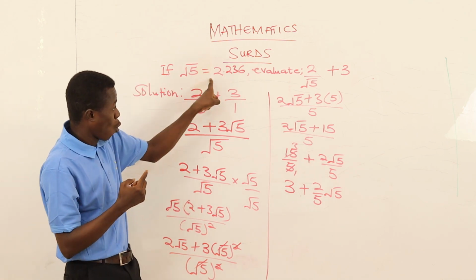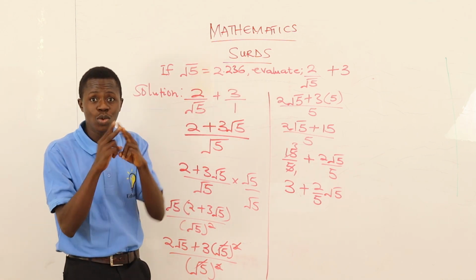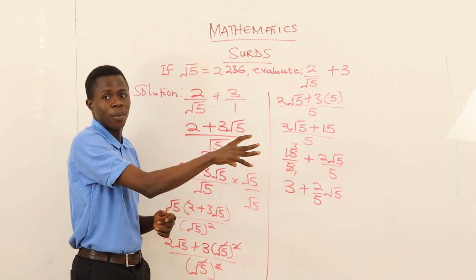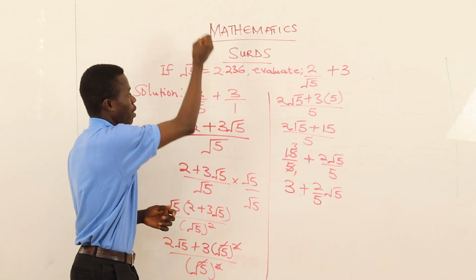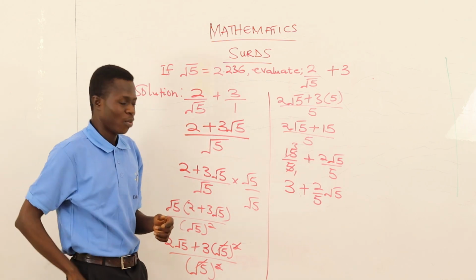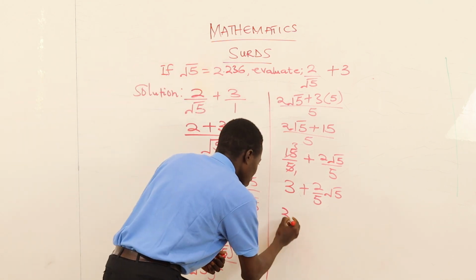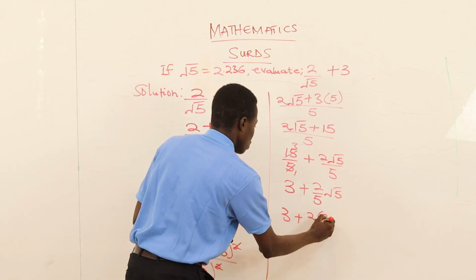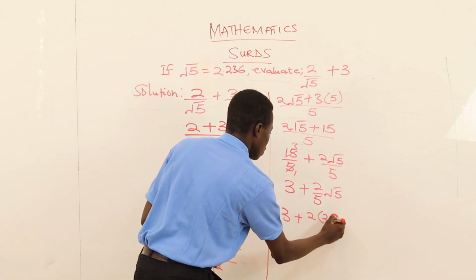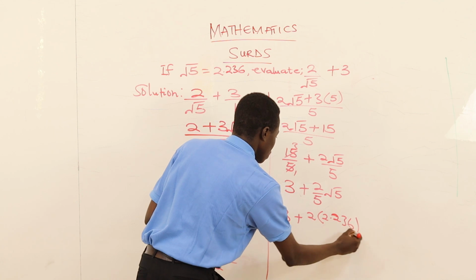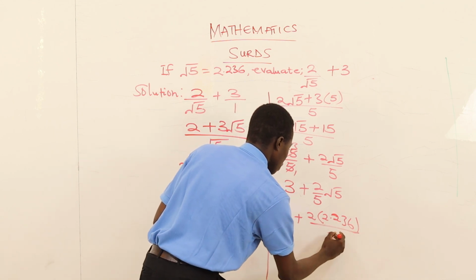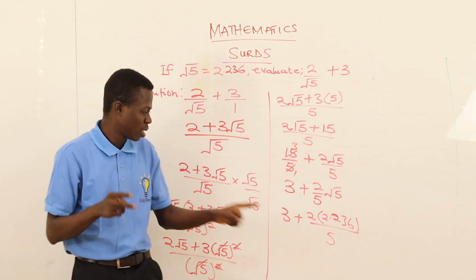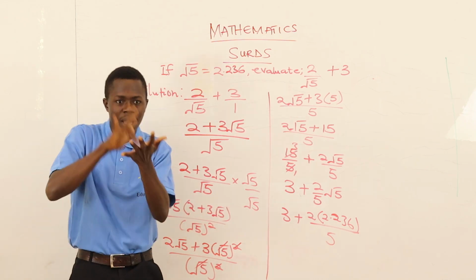So now you see that in the question they gave us the answer for √5, which is 2.236. So what we are going to do is fix it in our expression so that we further evaluate our answer. So we are going to have 3 plus 2 divided by 5, or 2 multiplied by 2.236, divided by 5.